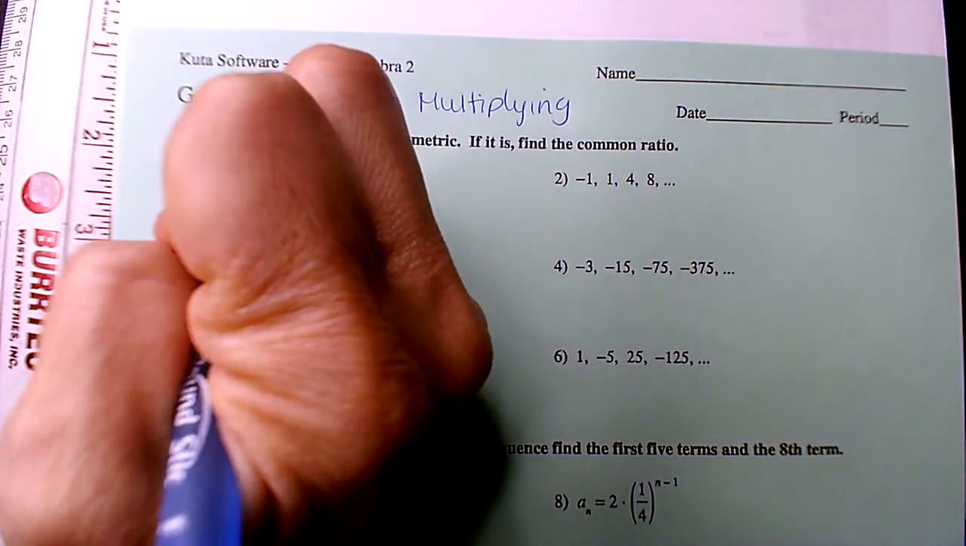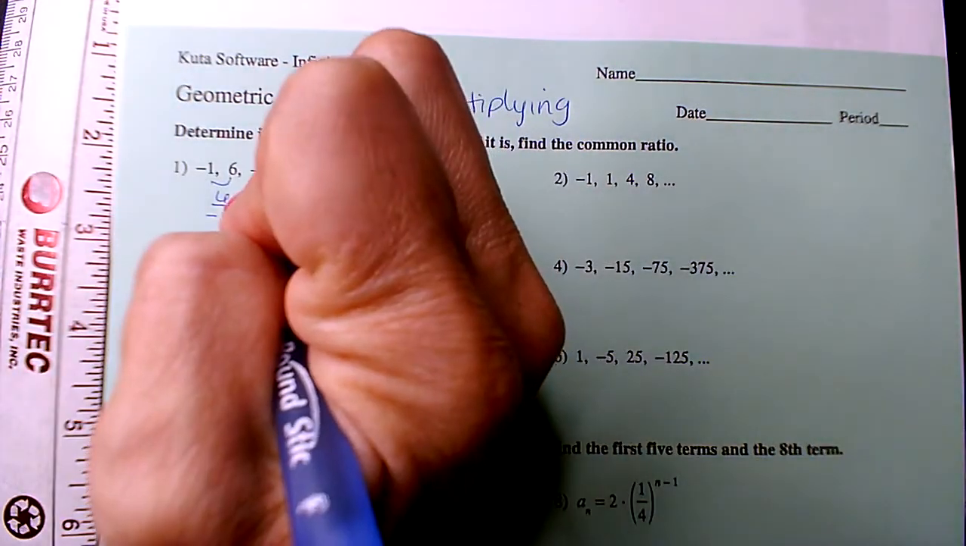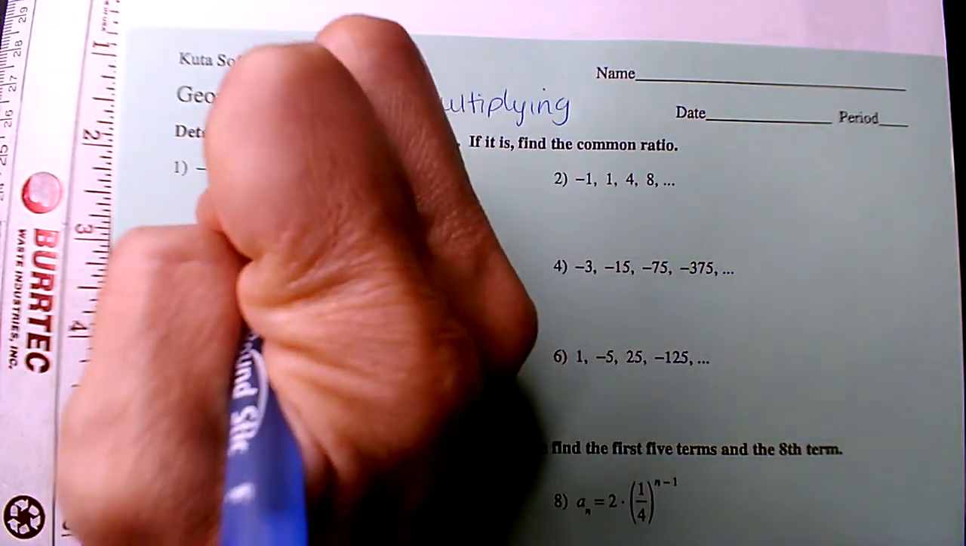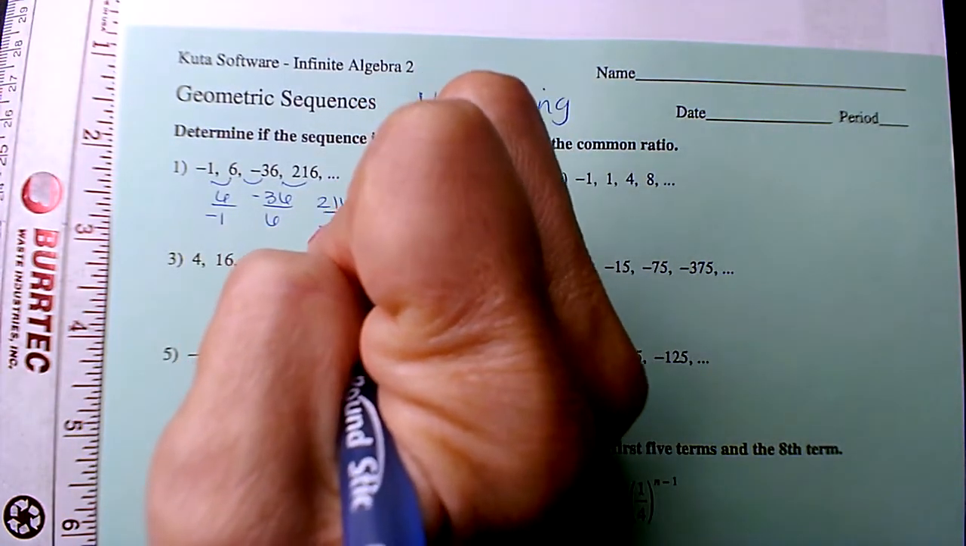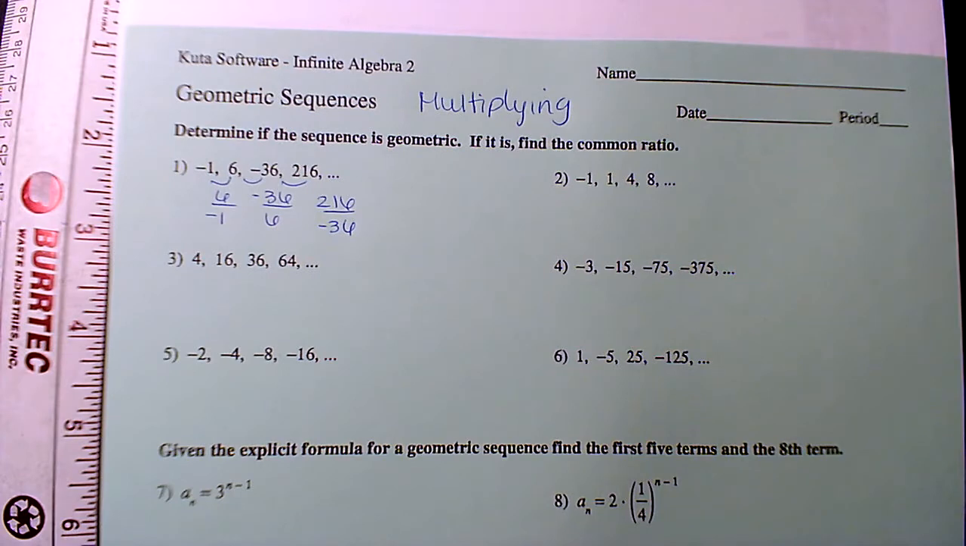So what is 6 divided by -1? What is -36 divided by 6? What is 216 divided by -36? You are going to build a ratio. It's a geometric sequence. No adding or subtracting. You have to find out whether there is a ratio that's consistently being multiplied from term to term as you progress. And if it's not geometric? Right, if one of them's different, it's a fail.